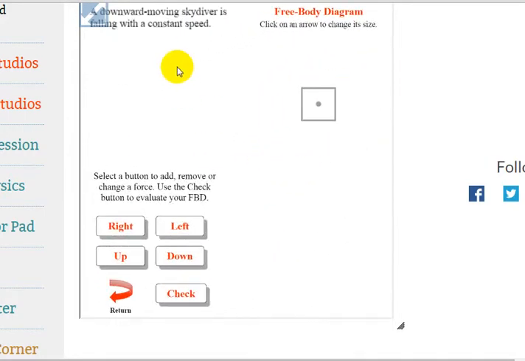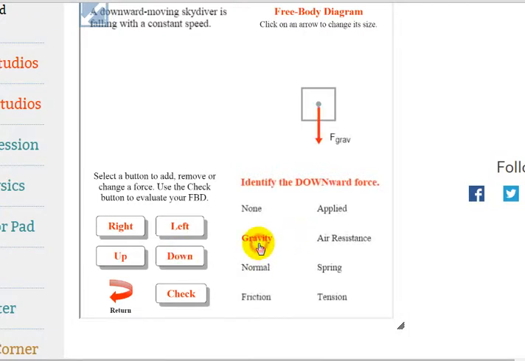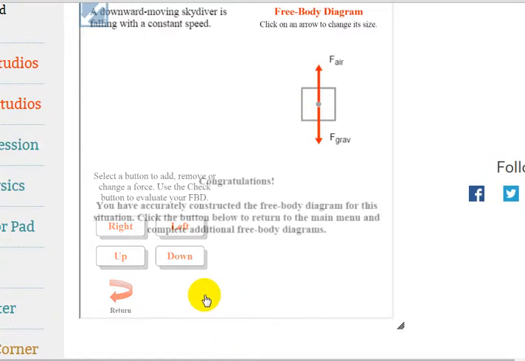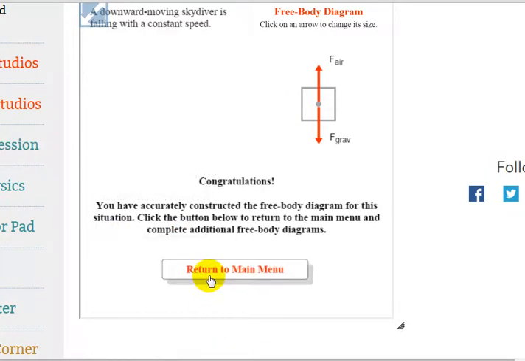Situation 4, a downward moving skydiver is falling at constant speed. So of course we have gravity, we have air resistance, and constant speed means there's no unbalanced force, there's no acceleration therefore, so that's all we have operating on there.